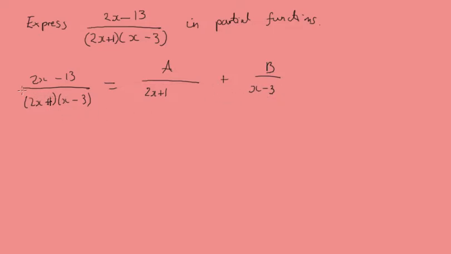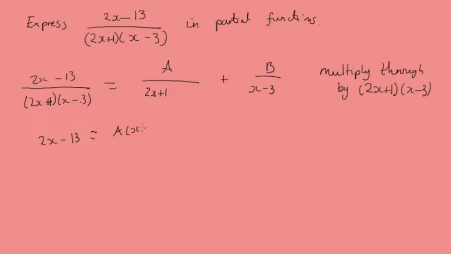What we're going to do is take our denominator over here and multiply through by (2x+1)(x-3), and that'll get rid of the denominators, so we'll end up with 2x-13 equal to A. Now this is 2x+1, so it's going to cancel with that, so we'll get A(x-3), plus the (x-3) will cancel here, so we'll have B(2x+1). We're going to call this equation 1.